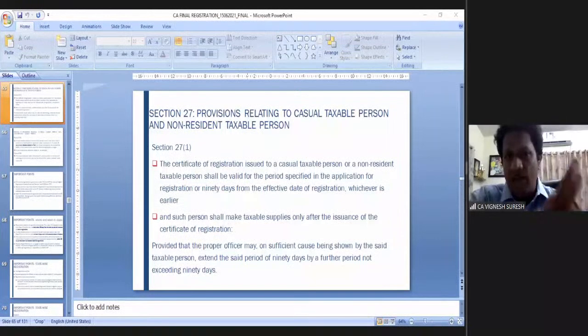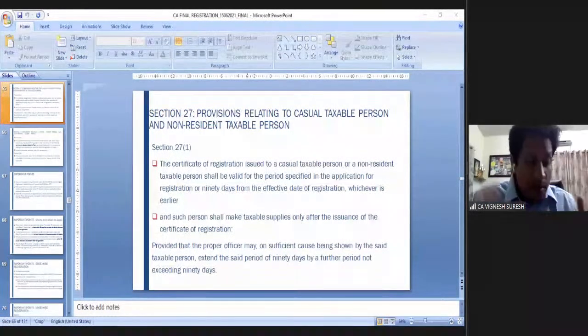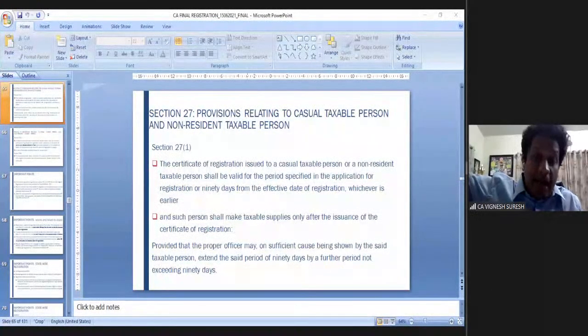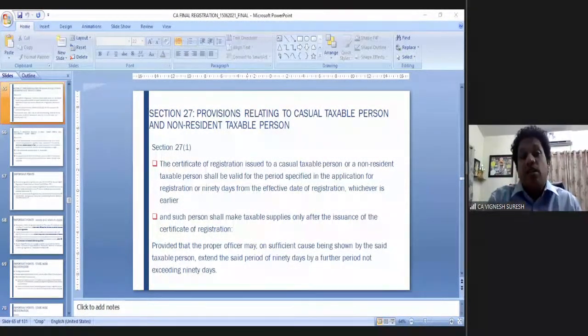Distinct person is not relevant for the turnover, because if there are two offices in one state and the turnover is crossing the threshold, then the other state is also liable for registration. Very simple. But this distinct person concept is there because it impacts other areas of the GST, such as determining the value of the supply, etc. So that is why distinct person is important, and in that context only.